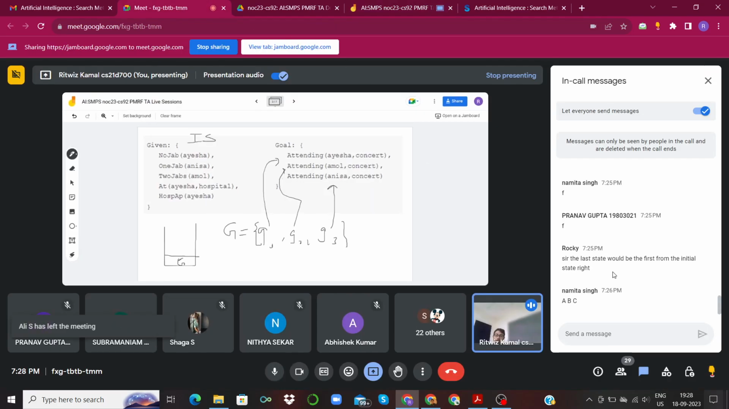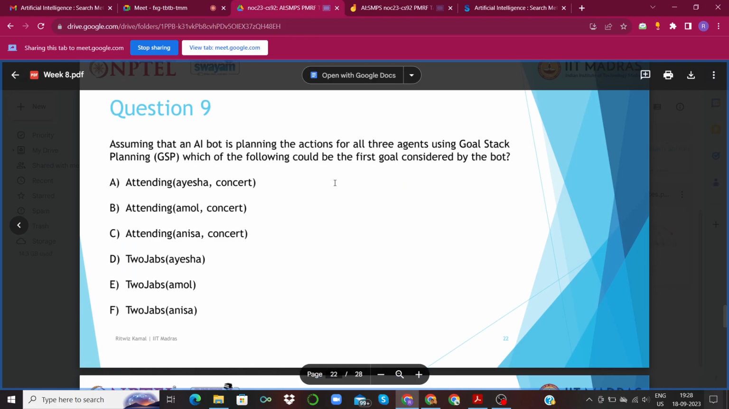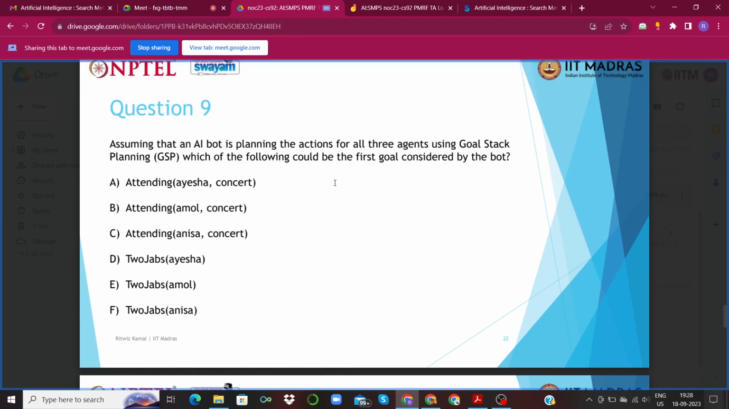Okay, but we are not going to solve the whole problem using goal stack planning for this particular question. What this question asks is which of the following options could be the first sub goal considered by the bot. The question only says goal, but you can say which of the following could be the first sub goal considered by the bot trying to solve your problem using goal stack planning. So basically you are asked about the order of the three subgoals that you will put into your stack.